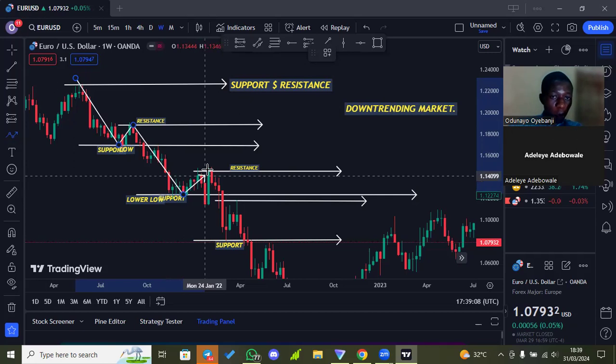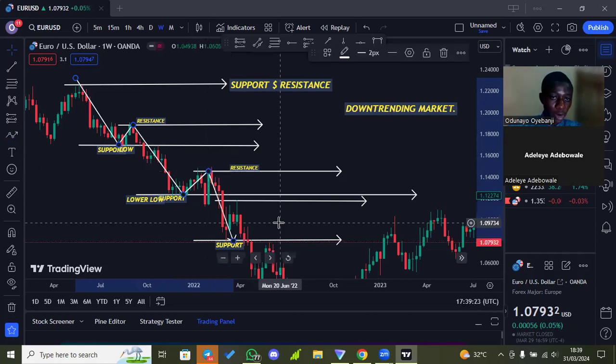Then we went back up and formed a new high. But this new high is lower than the previous high, so we call it a lower high. So the same thing goes on and on, right?